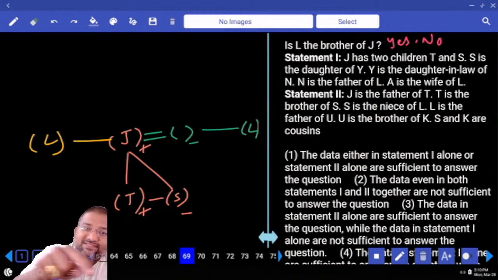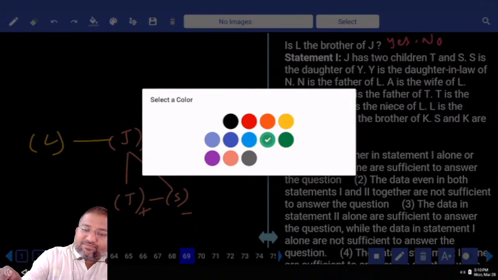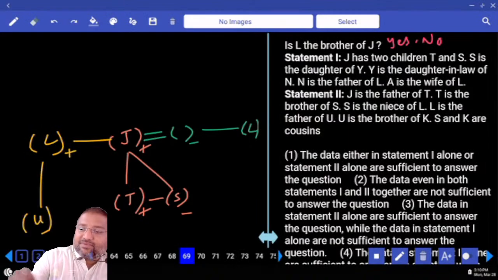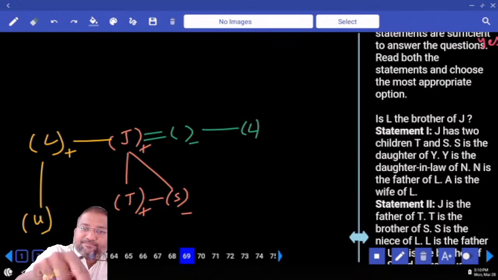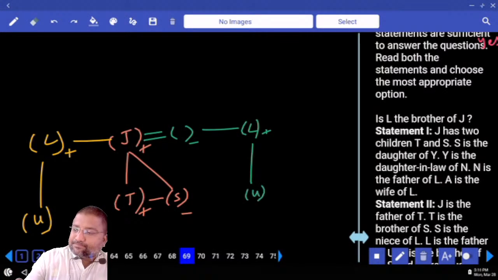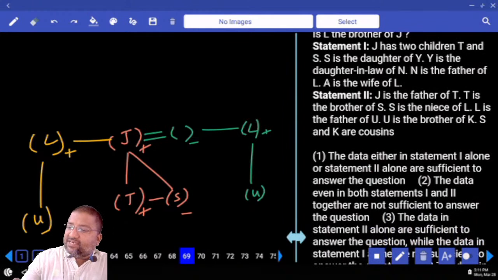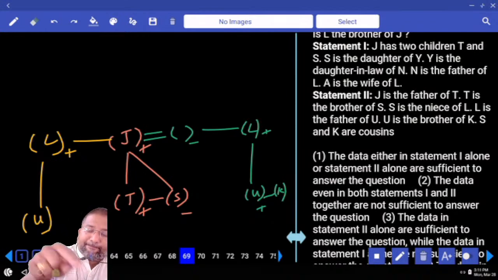Next line, L is the father of U. Next, U is the brother of K.